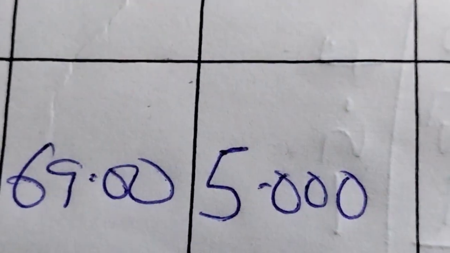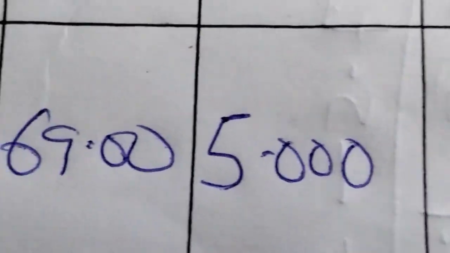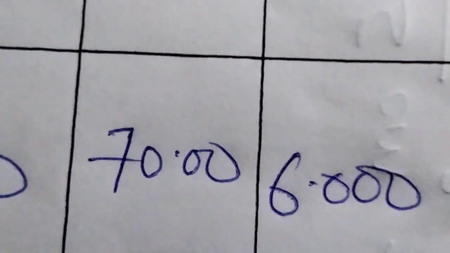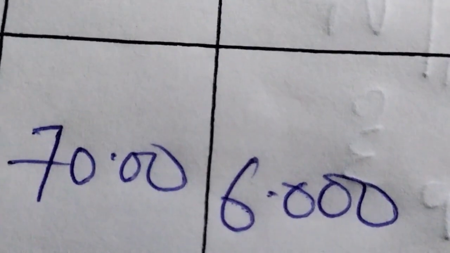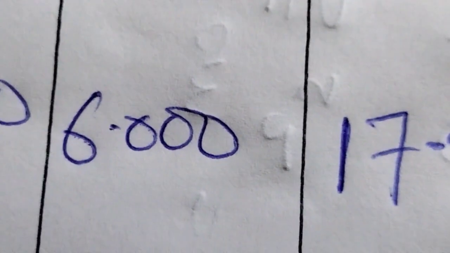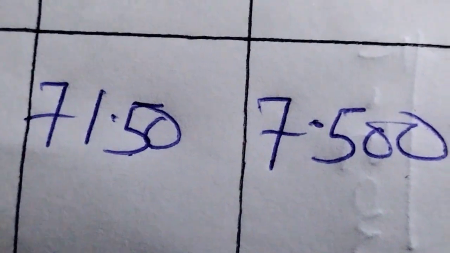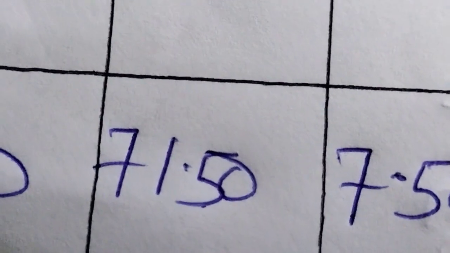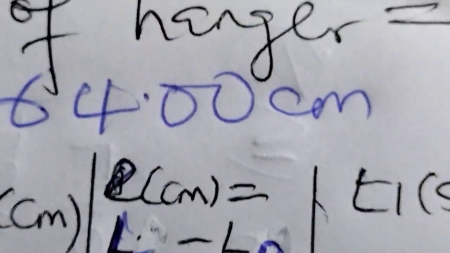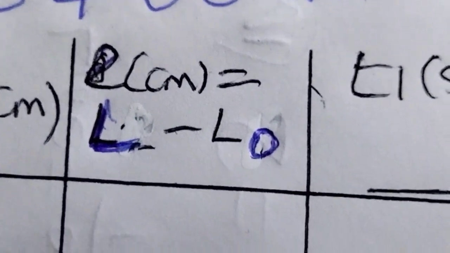For the 90 gram mass, the extension will be 69 minus 64. That gives us 5.00. For the 110 gram mass, the extension is going to be 70 minus 64. That gives us 6.00. For the 130 gram mass, the new length is going to be 71.50. The extension is going to be 71.50 minus 64. That gives us 7.50.